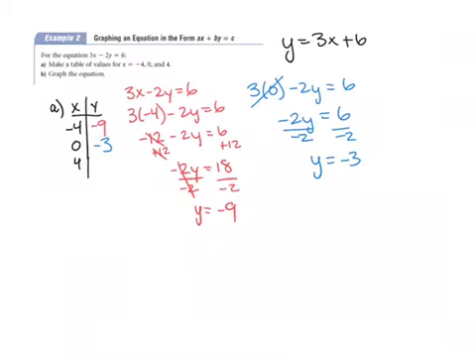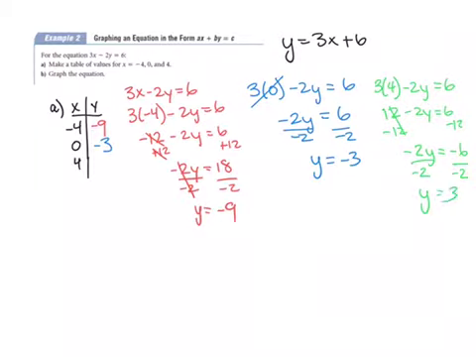And lastly, we have +4. So we have 3 times +4 minus 2y is equal to 6. So that's 12 minus 2y equals 6. So -12 from both sides, we're left with -2y is equal to -6. Divide by -2, divide by -2, y is equal to 3.